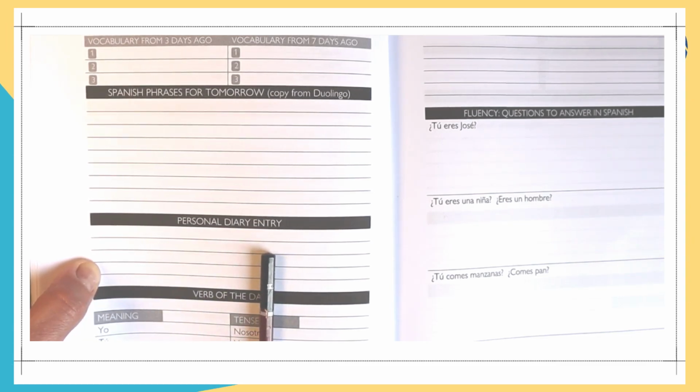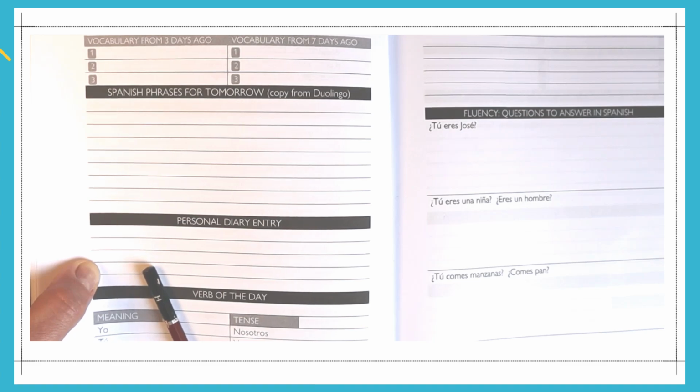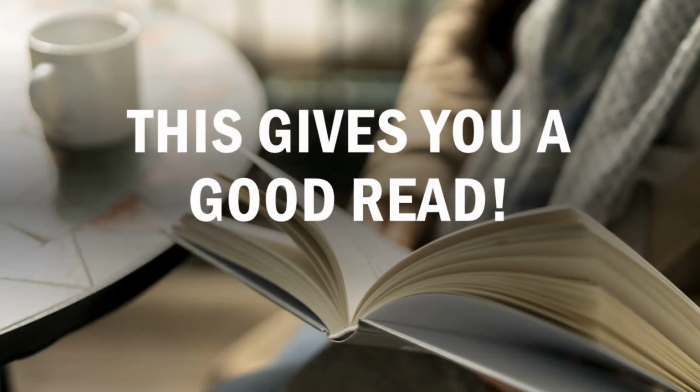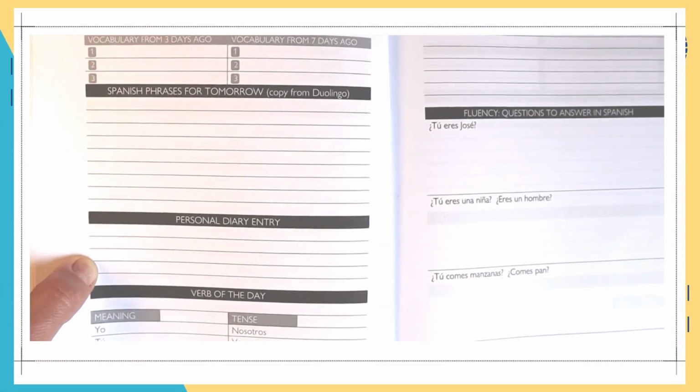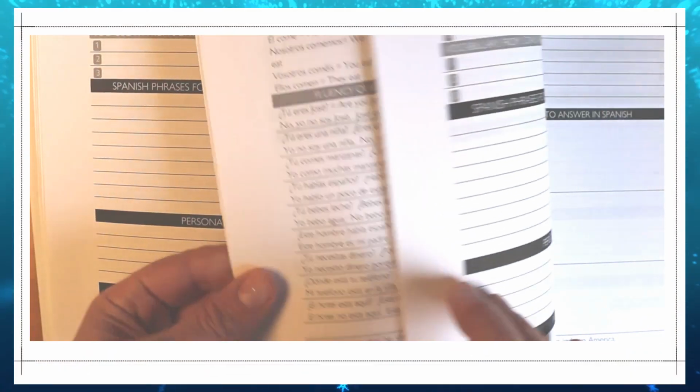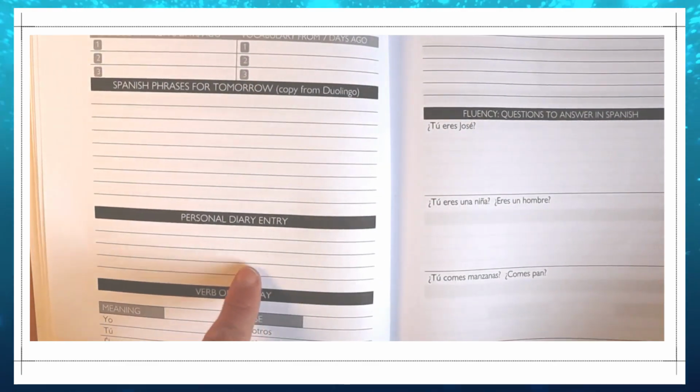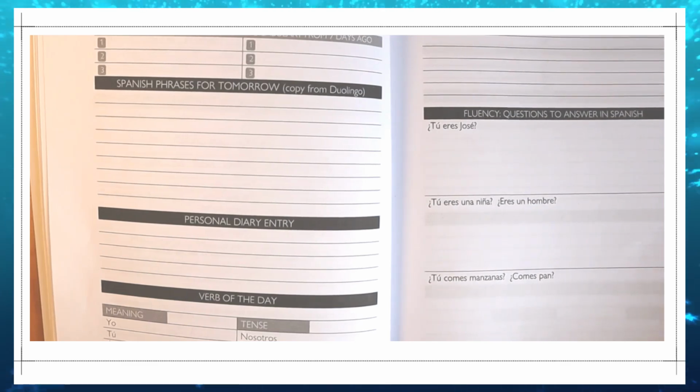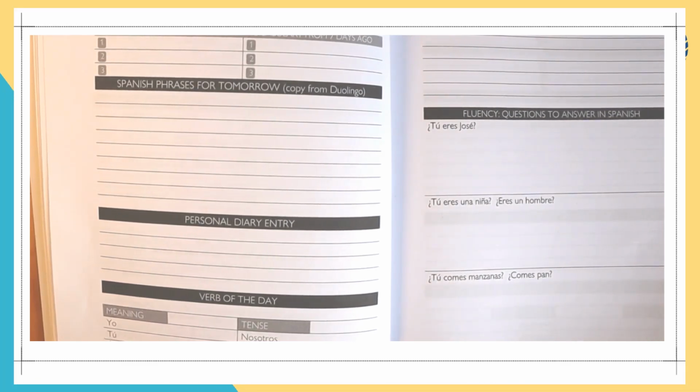Whatever your personal diary entry is, I would like you to use Google Translate for that, and I would like you to keep it simple. You're going to write this in Spanish, copying from Google Translate. You're going to keep it really simple. And at the end of this section, these 3 days, you're going to come back and you're going to read your personal diary entry, and hopefully you're going to understand a lot of it because it's about you.